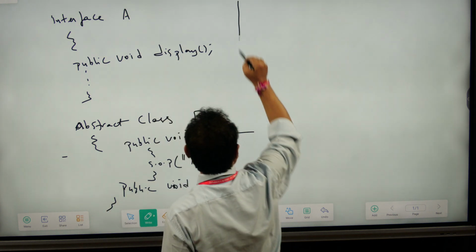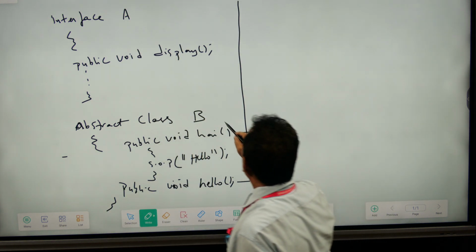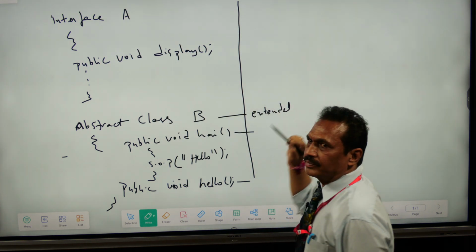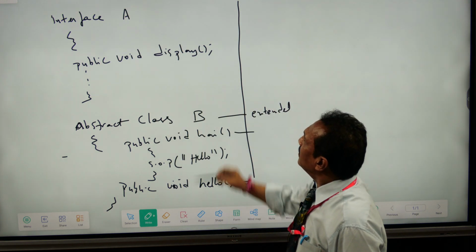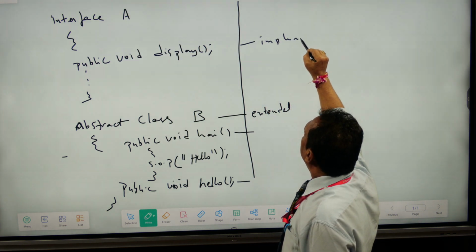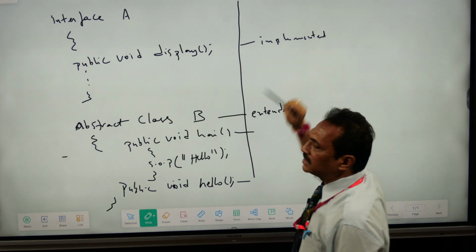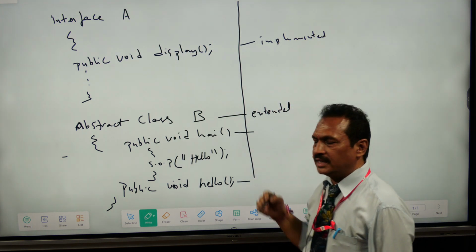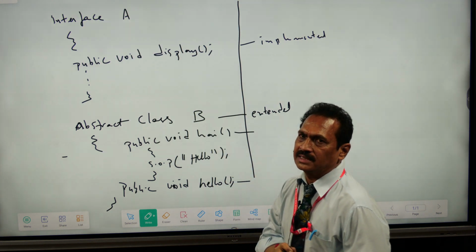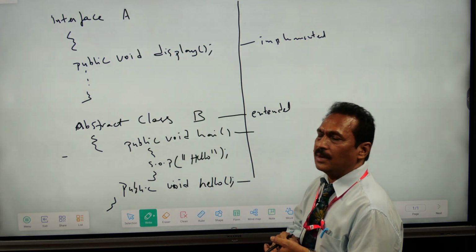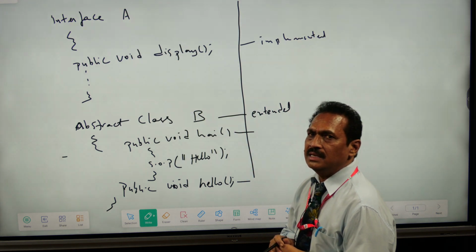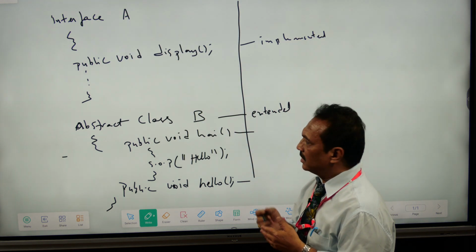Now, how to use this? Abstract classes can be extended, whereas interfaces should be implemented. So these are the two keywords associated with these two concepts, interfaces and abstract classes. We can also use this interface as well as this abstract class together to achieve a particular goal.